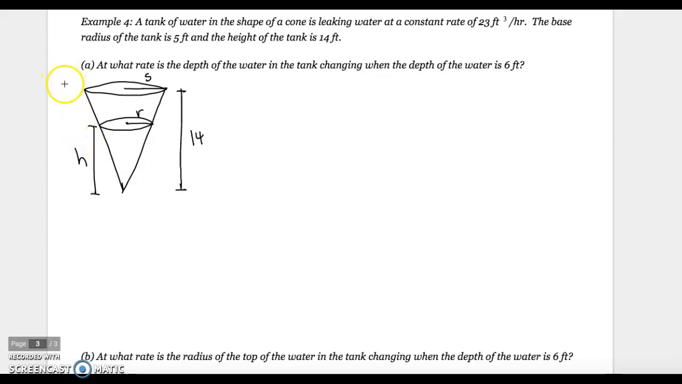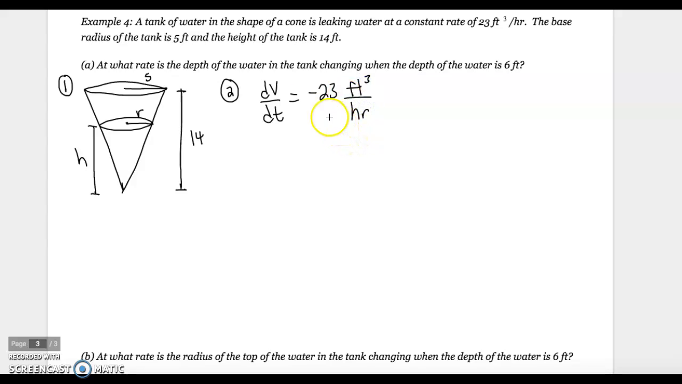So that's important information to write down right off the bat about your cone. So step 1 is to draw your cone and the important information. Step 2, let's write down all of the things that we know. We know that the water is leaking out of the tank at a constant rate of 23 feet cubed per hour. Remember, if you have a cubic quantity, that means volume. So the volume of the water is changing at 23 feet cubed per hour, and since it's leaking, it would be negative. So negative 23 feet cubed per hour.